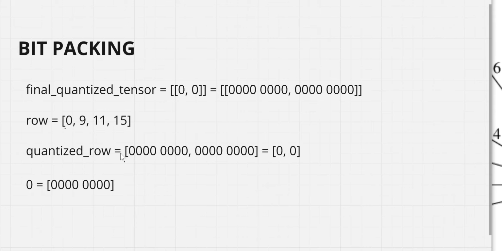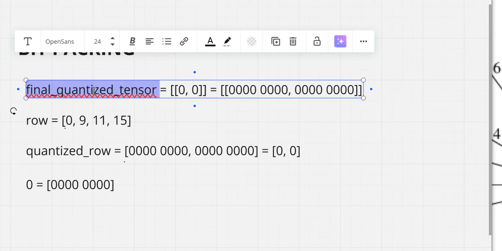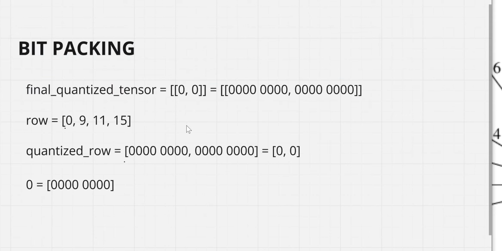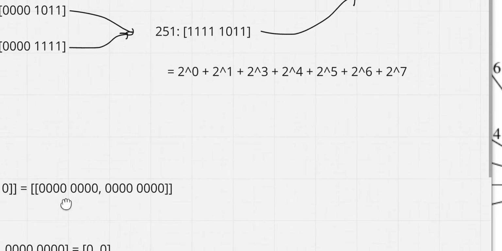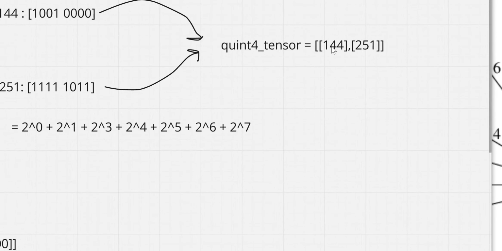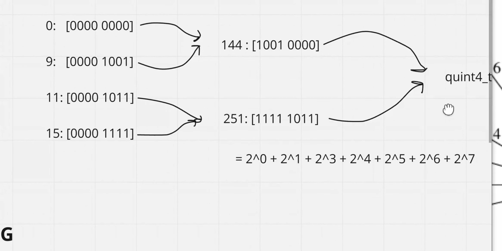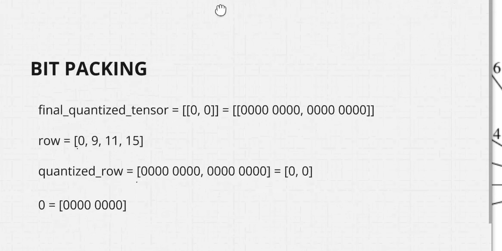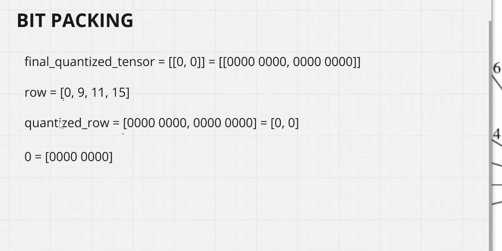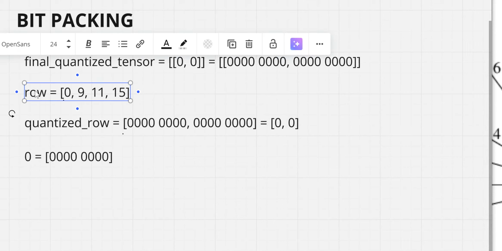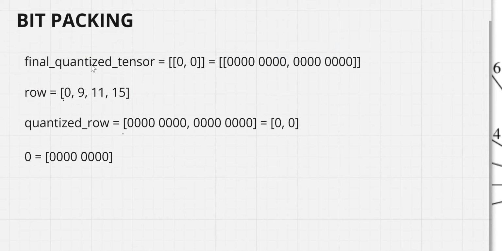So first and foremost, we're going to have this final quantized tensor that's going to be our goal tensor, right? Because inevitably what we want to do is get to this tensor right here, where we have 144 and 251, a packed representation of all of these numbers here. And so we're first going to pull out those numbers. All of these variable names are chosen directly from the code so that you'll know what you're looking at when you look at the code.